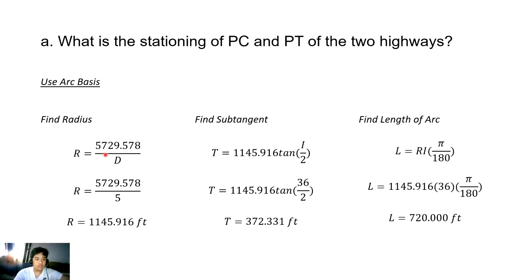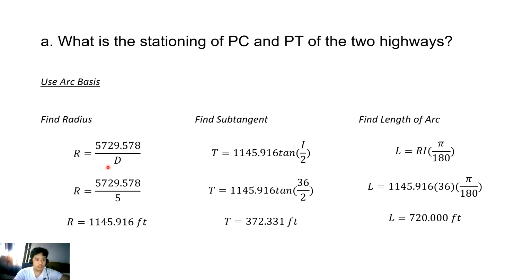So, para makuha natin yung radius, ang gamit nating formula ay 5,729.578 over degree of the curve. So, kung mapapansin natin, although same sila ng arc basis, iba pa rin yung gamit nating formula. Since ito ay English system. So, paano nga ba natin nakuha yung 5,729.578? So, mula sa previous formula, which is yung 1145.916 over degree of the curve, galing sa metric, magta-times lang tayo sa 5. So, times 5 siya, then we'll get this given formula.